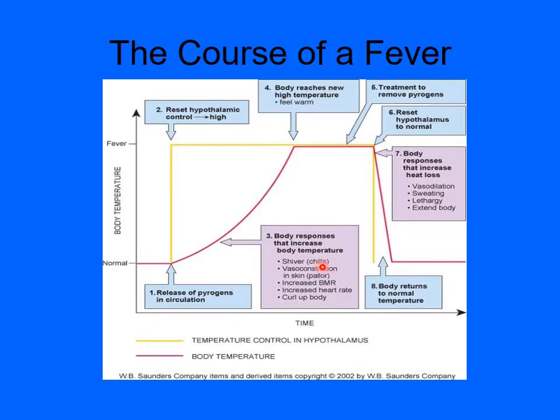Here are the things that happen with this increase in temperature. Shivering, you get chills, vasoconstriction of the skin, so you get kind of pale. Your basal metabolic rate goes up, increased heart rate, and you kind of curl up. You just don't feel good, and you're cold. And then by all of this, you start to reach a new warmer temperature, and you can take treatment to remove the pyrogens. You can take aspirin or something else, anti-febrile medications, or go through the actual infection without treatment. This is that new normal.